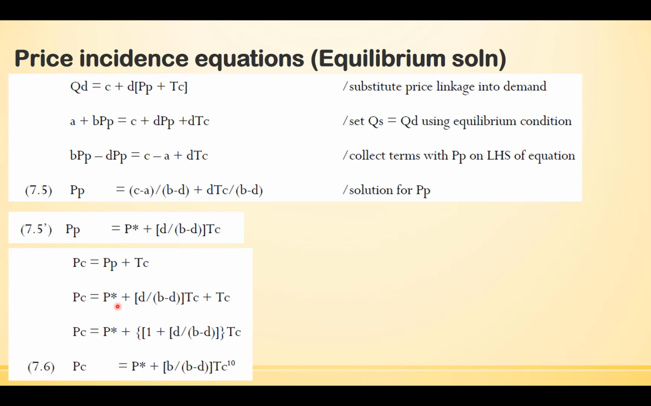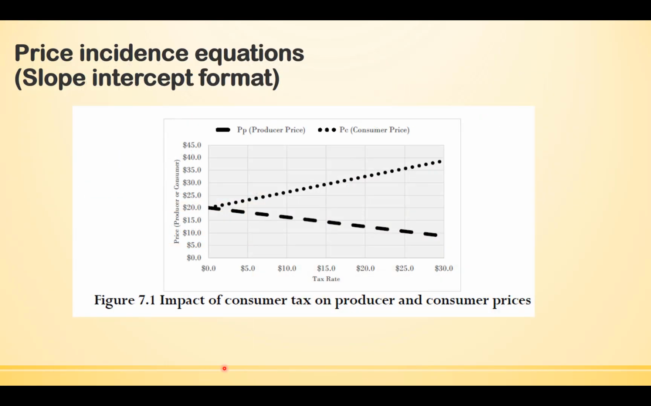then we can rewrite this as a solution that looks just like what we had above, and you end up with this consumer price is equal to the no tax equilibrium price plus some incidence factor. This time it's B over B minus D times the tax. Okay, and if you keep working through, so this figure shows up in part 7.